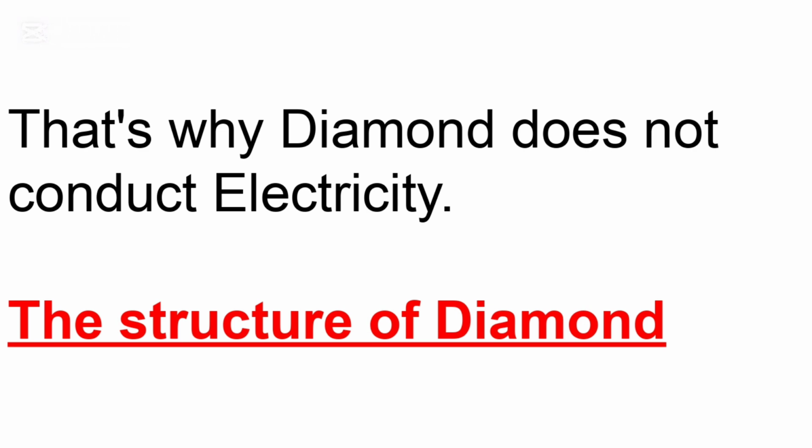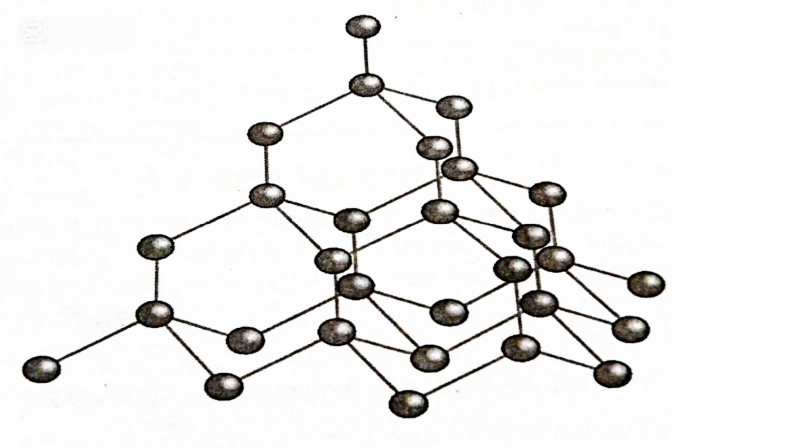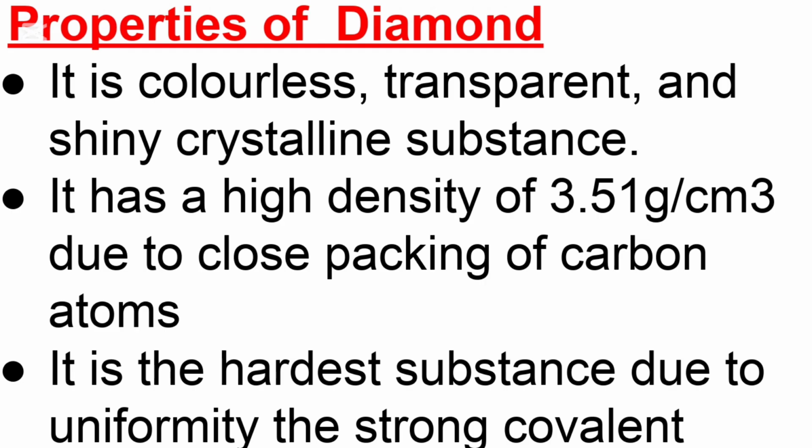Now let us look at the structure of diamond. The diagram alongside shows the structure of diamond. You can see all carbon atoms are surrounded by other carbon atoms. No free electrons are left in the bonding of diamond. So that is how the structure extends in all directions, forming a giant structure which is very hard.